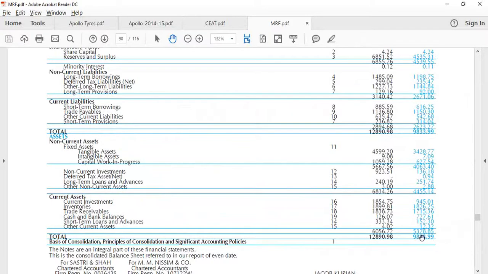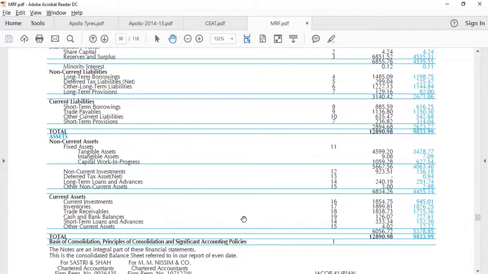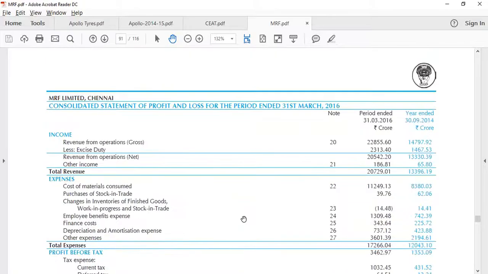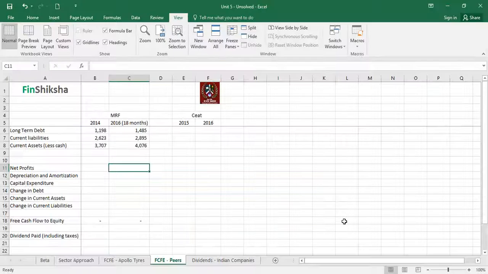Last year 5379, so that's equal to 5379 minus 727 and 945. So 727 and 945. I'm ignoring the rounding errors here, right? Net profit for the period that we get is 2366. So that's the profit for the period, 2366.